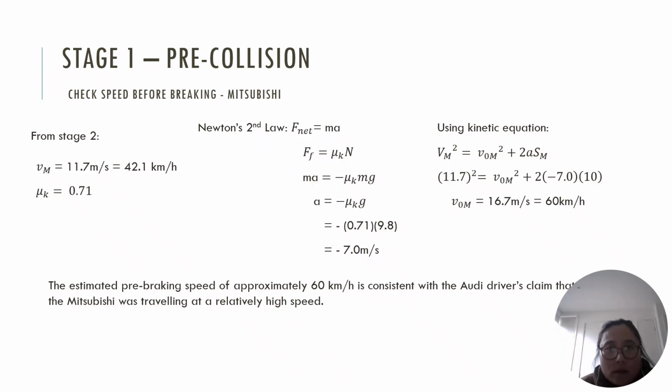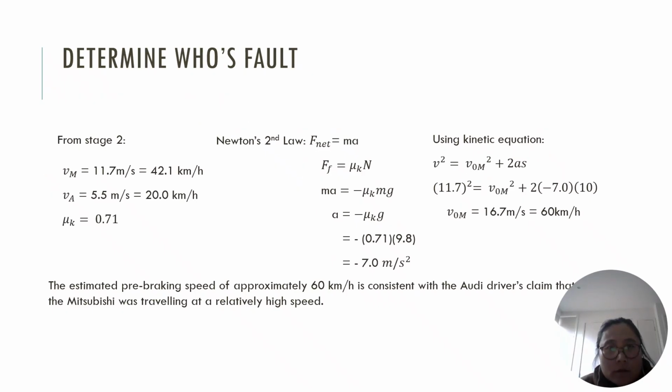Using the impact speed from stage 2 together with the kinematic equation, the Mitsubishi speed before braking was estimated at about 60 kilometers per hour. This is consistent with the posted speed limit on Ballarat Road. That's the speed before the collision.